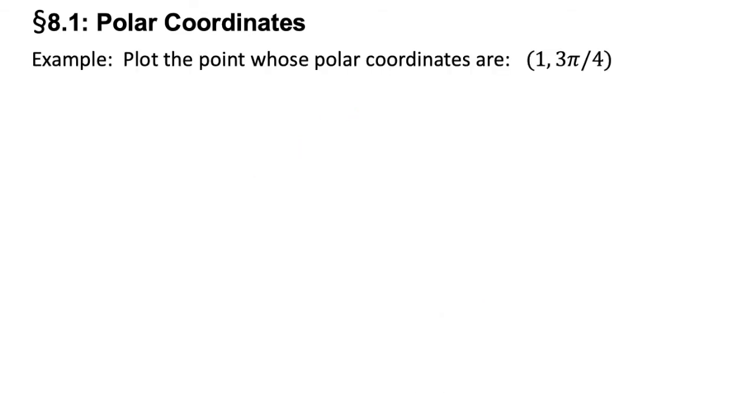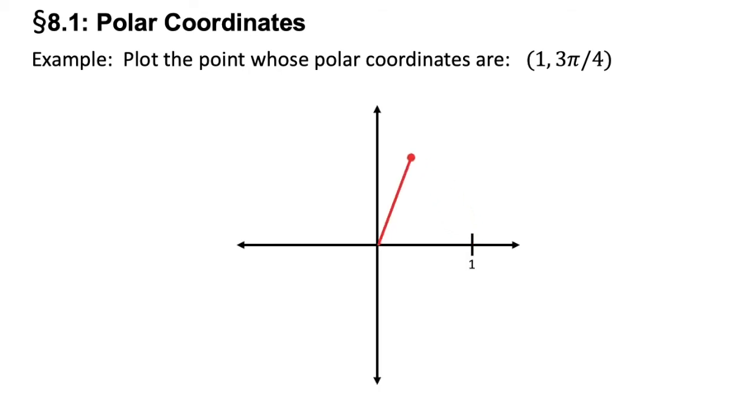Example: plot the point whose polar coordinates are (1, 3 pi over 4). In the plane, we draw a segment with radius 1 and rotate it by 3 pi over 4. Another example: plot the point whose polar coordinates are (3, negative pi over 6). Again, we draw a segment with radius 3 and rotate it by negative pi over 6.